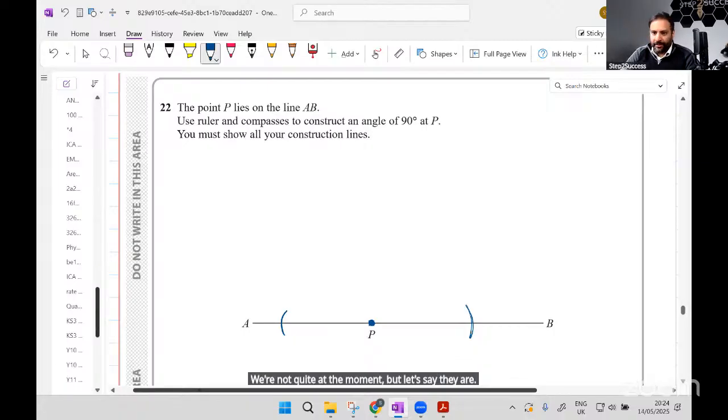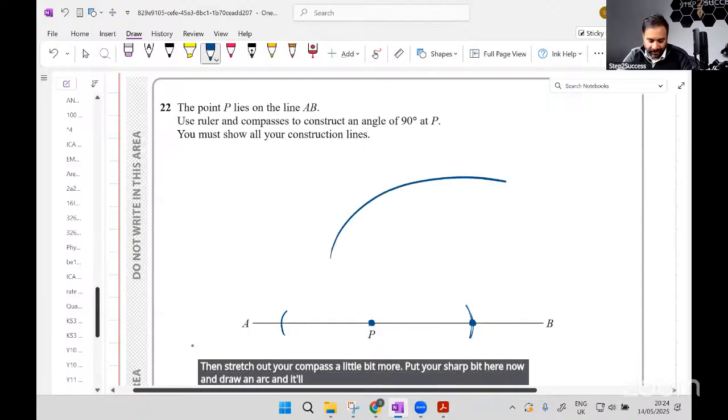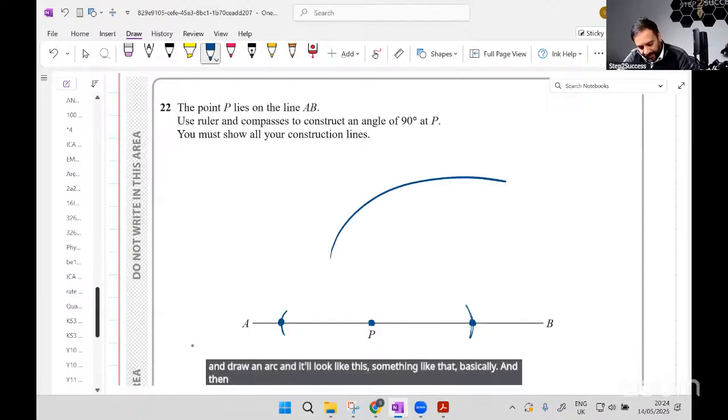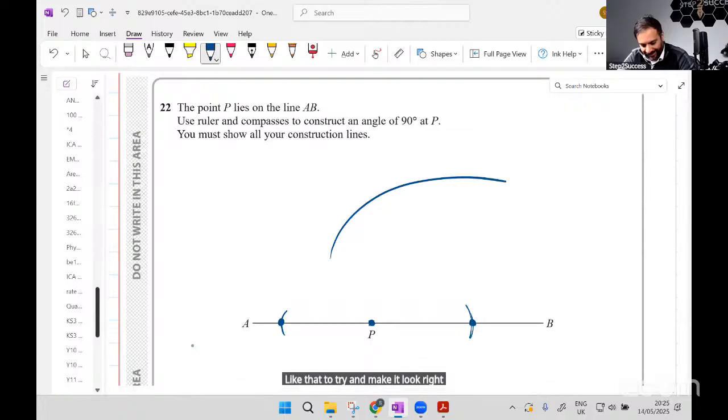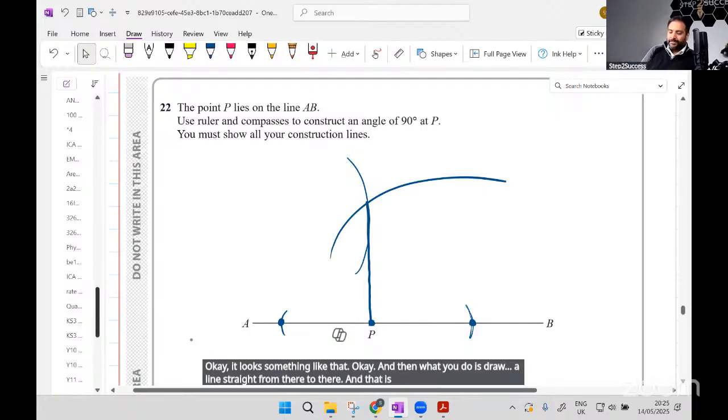Then stretch out your compass a little bit more. Put your sharp bit here now and draw an arc, and it'll look like this, something like that, basically. And then put your sharp bit there and do the same thing, and you will get something that looks like that. I'm trying to make it look right. Okay, it'll look something like that. And then what you do is draw a line straight from there to there, and that is a 90-degree angle. Essentially, the markers are looking for the arcs.